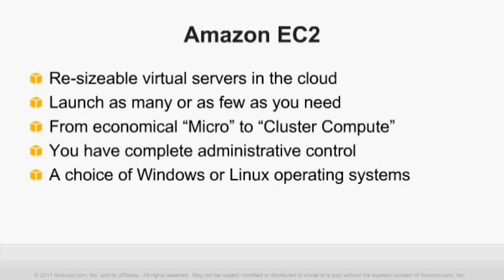So a few things to say about EC2. These are resizable virtual servers in the cloud, and you can launch as many or as few as you need. You could start off with one. If you needed 2,000 for a particular project, you can do that, and we'll show you in the demonstration a bit later on. It's as easy to launch 10 as it is to launch one. There's a range of different instance sizes, and these all provide varying amounts of CPU, of RAM, of disk, and so on. And they range from very economical micro instances for very, very small low throughput workloads to very, very high performance cluster compute instances that could be used for HPC scenarios and so on, with a number in between.